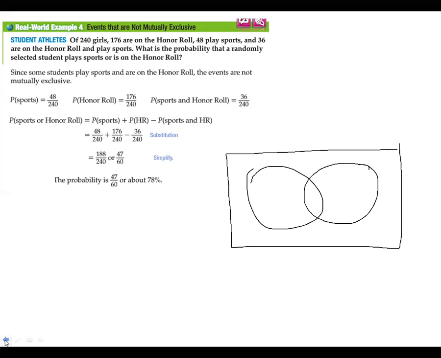This is how you would draw the Venn diagram. So this would be honor roll, and this would be sports. So the easiest way to do this is to start with the overlap. How many play both, or how many do both? Honor roll and sports, 36. So you put your 36 in there. Now, the circle of sports represents all the girls that play sports. That would be 48 total. Well, if 36 of them are on the honor roll also, then that leaves only 12 that just play sports.